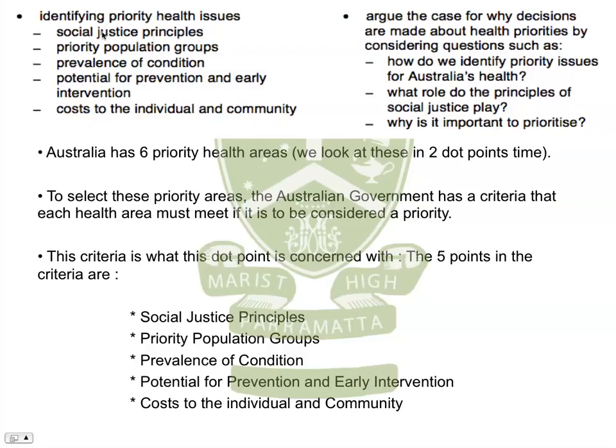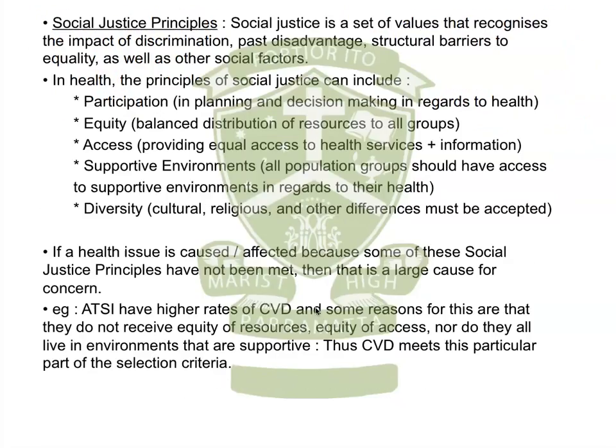So why is HIV/AIDS, for example, not considered a priority health issue? Okay, and the reason is that for something to be considered a priority health issue, it has to meet all 5 of these criteria here. So you can see it's very, very important that you can memorise these 5 criteria and actually then apply them to particular health conditions. Okay, so let's look at each part of the criteria.